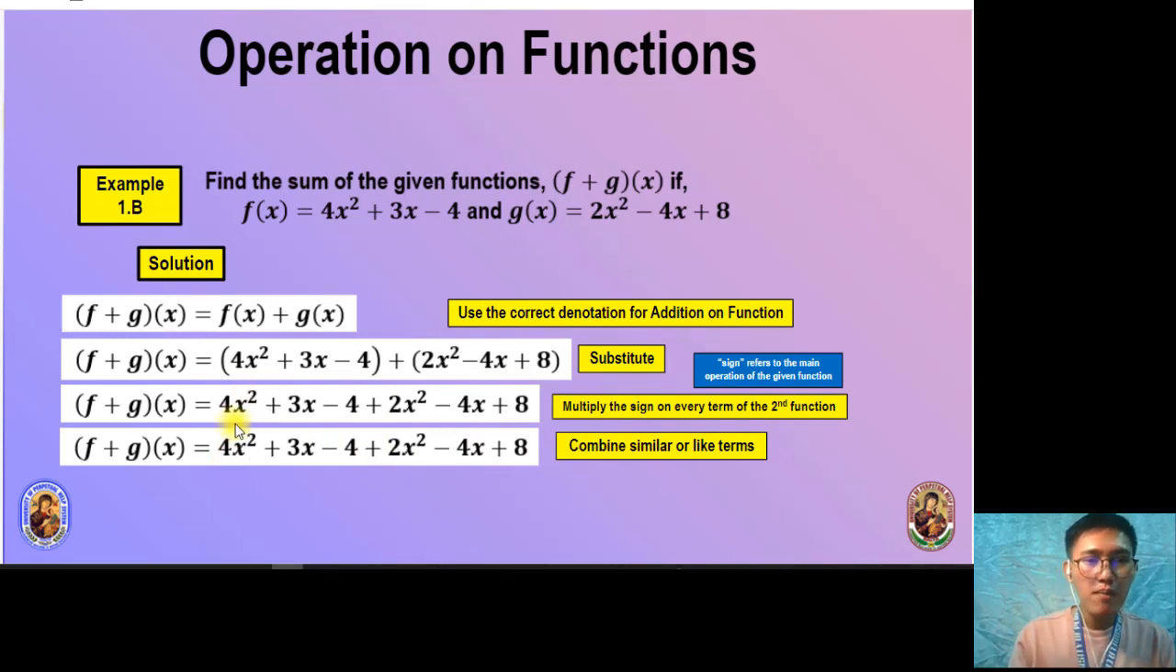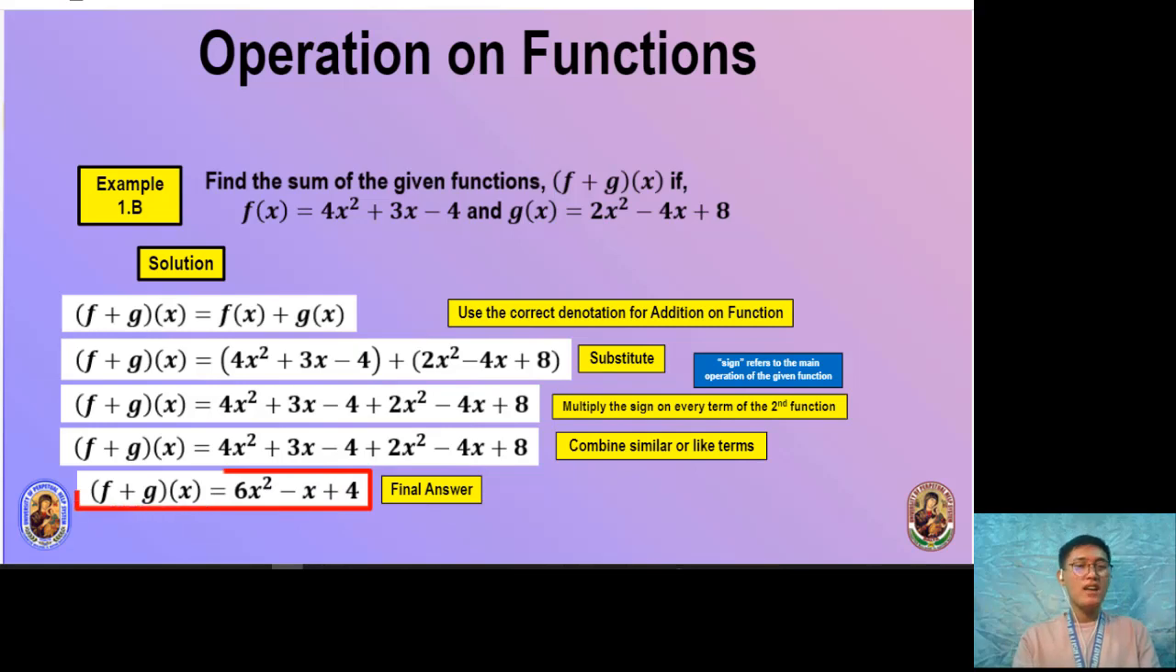Next, 4x squared plus 2x squared will have 6x squared. Very good. And positive 3x minus 4x will get negative 1x, or you can remove 1 there because 1 may be invisible. Negative x, and negative 4 plus 8 is positive 4. Let's see if you got it. Correct. So it's 6x squared minus x plus 4. It is just like adding two numbers, so do not forget that.